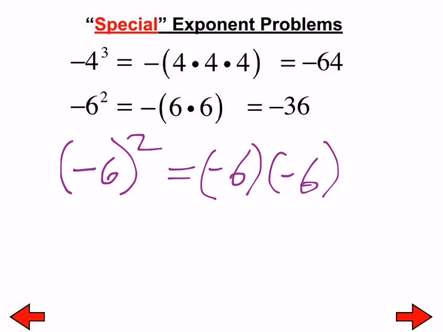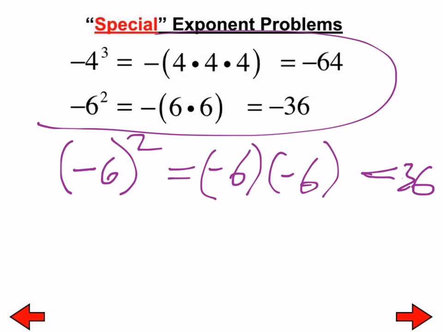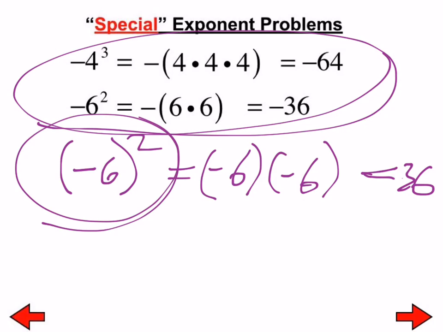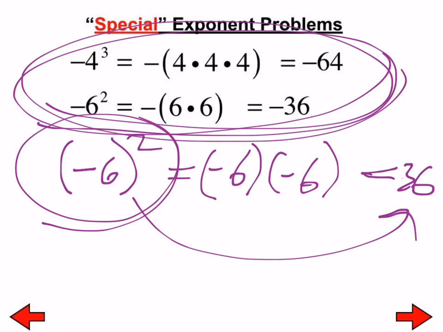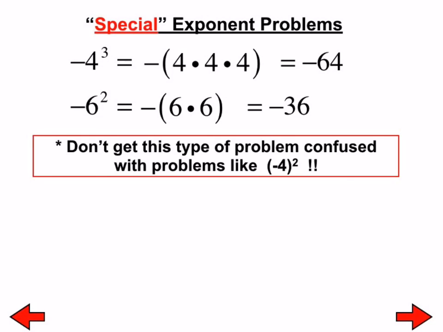And so that's why I call these special exponent problems, because these kind will always have a value that is negative. This type, sometimes the value of the answer will be positive, like it is here, or sometimes it will be negative. It all depends on what the exponent is. But here, it does not matter what the exponent is. And so what I want to say to you is this. Don't get those two confused with problems like negative 4, where the negative 4 is in parentheses to the 2nd power. Don't get those two ideas mixed up because they are totally, totally different.